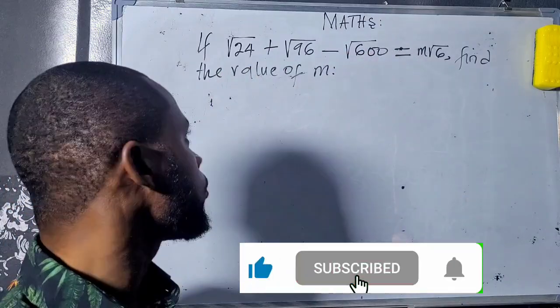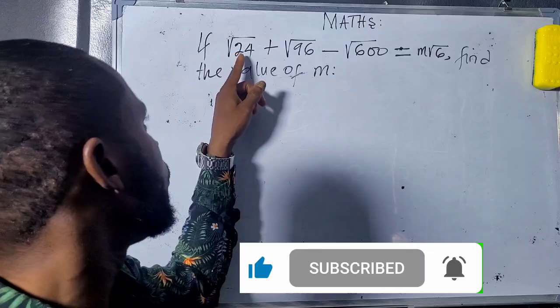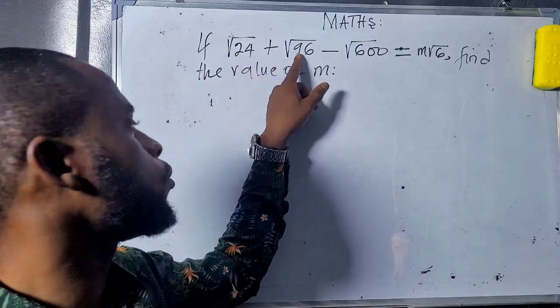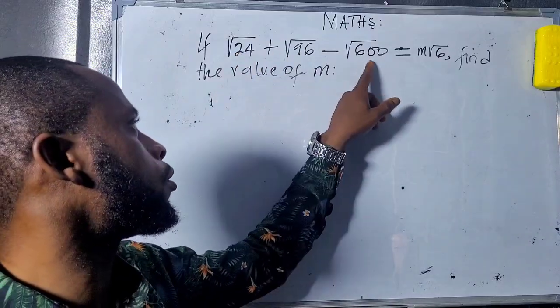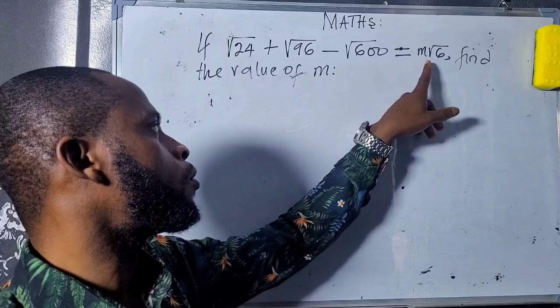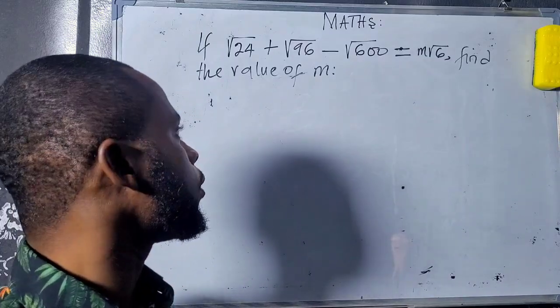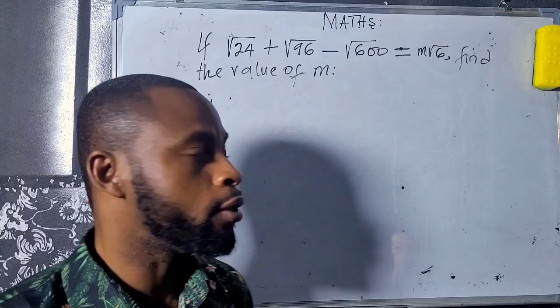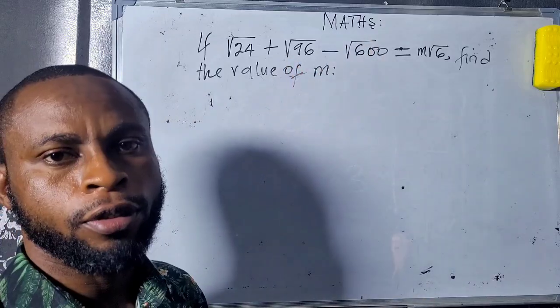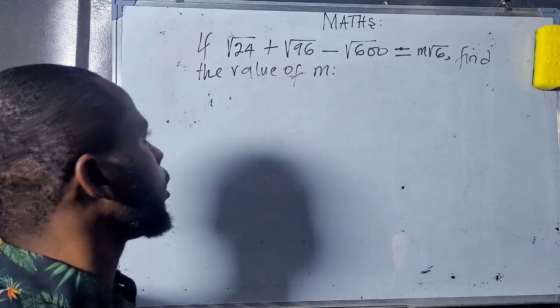We have here: root 24 plus root 96 minus root 600 equals m root 6. We had to find the value of m that will satisfy this equation. Solution.